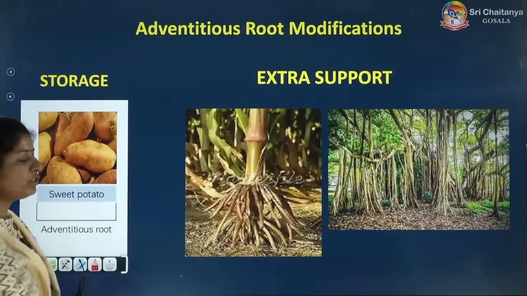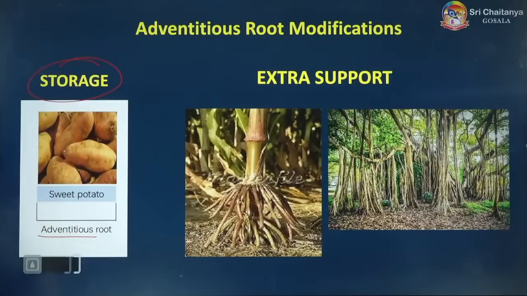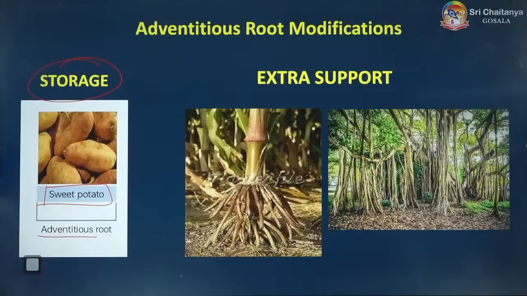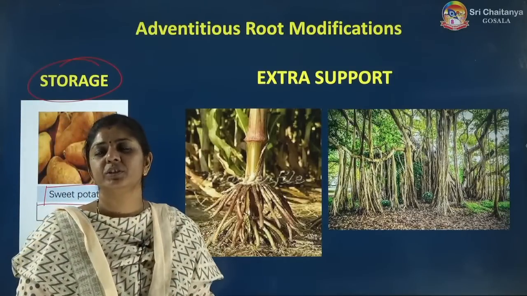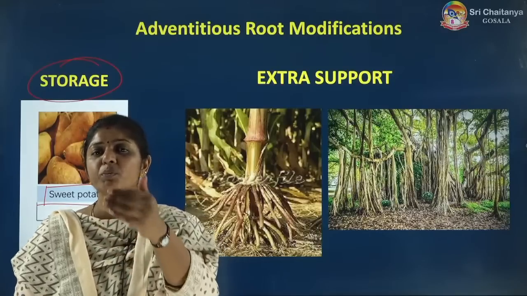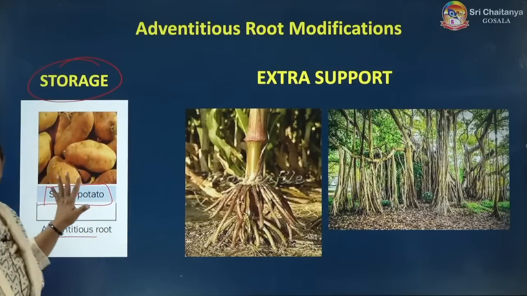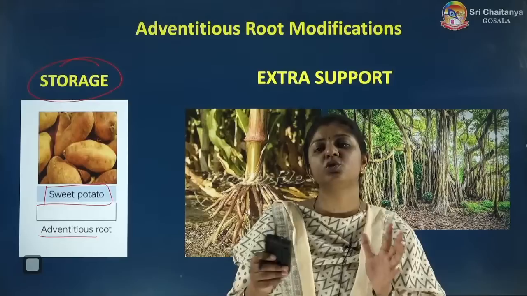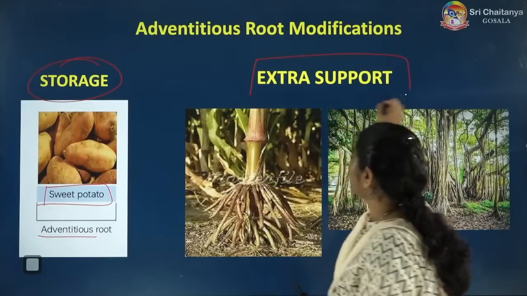Adventitious root modification. Even there the storage is there, right? But now can you see the example, sweet potato? This is the adventitious root modification. Potato is a stem modification. Sweet potato is a root modification, but an adventitious root modification; it is actually fibrous, which gradually becomes adventitious and started storing the food. Fine.